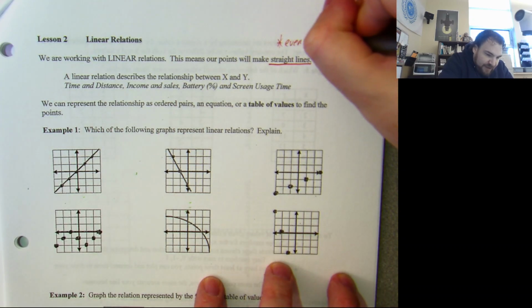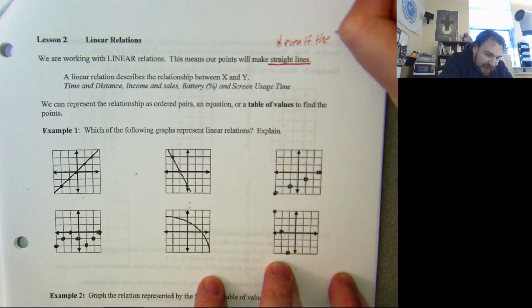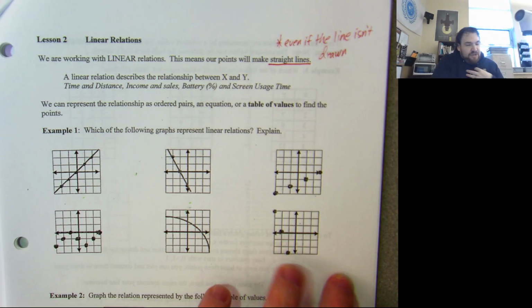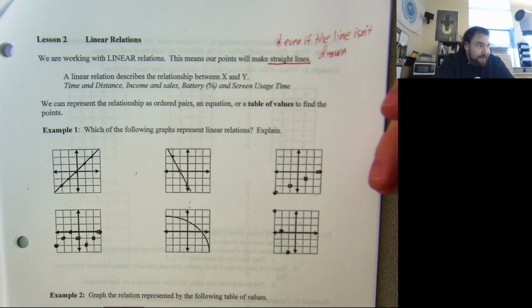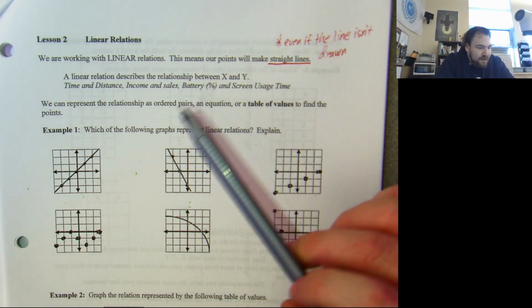Even if the line isn't drawn, the question we're going to ask ourselves is, if I drew the line, would the line be straight? No. Unless you have a ruler. Touché. Well, it depends on what it identifies.